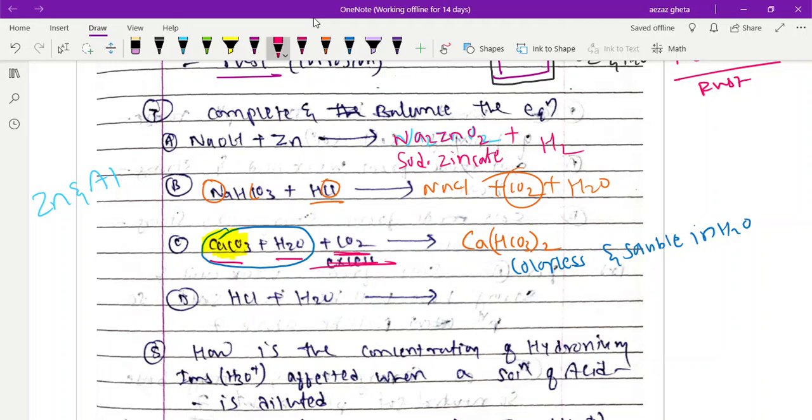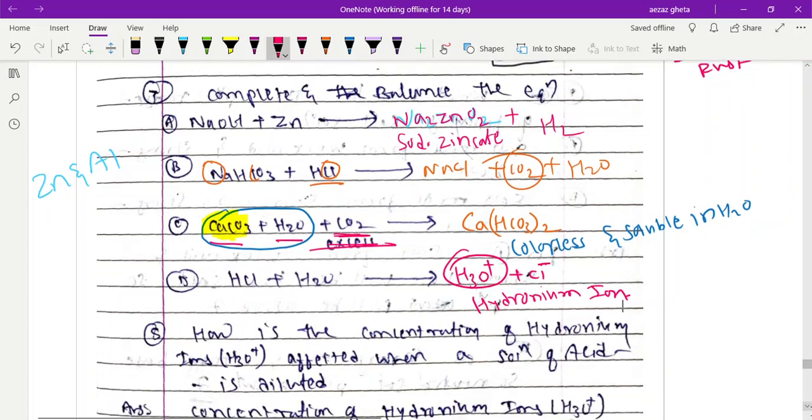HCl, if you put in water, it will give you H3O plus ion and Cl minus. Remember, this ion is called hydronium ion. Which ion? Hydronium ion. Okay, understood everybody? Right. Let's go for the next question then.